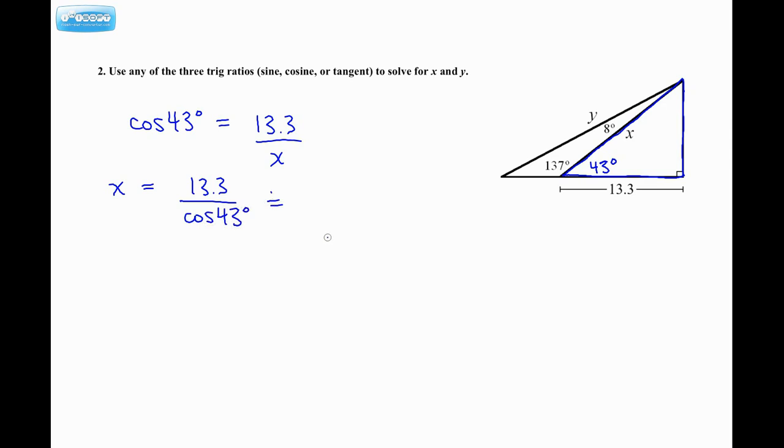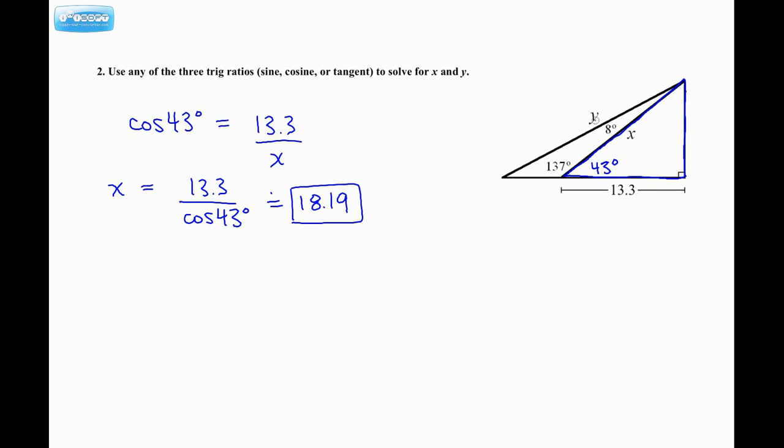And 13.3 divided by cos 43, and you get approximately 18.19. It didn't specify how to round, so I'll stop there. So that is my x. So that's half done. Now we see if we can find y.